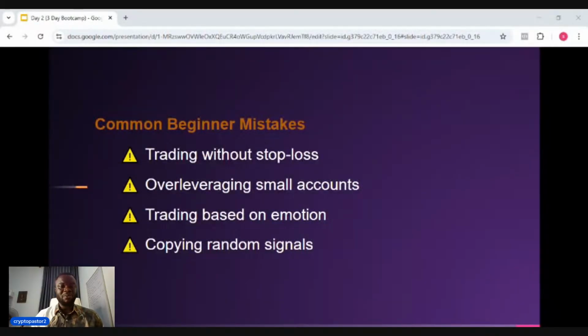So how to avoid common mistakes? Many of you are beginners and there are many mistakes. Even pro traders still make mistakes. But I want to explain some things because it's not all rosy. You have to be able to manage your risks properly. So a common mistake you should avoid is trading without a stop loss.